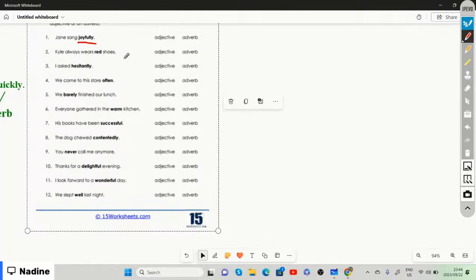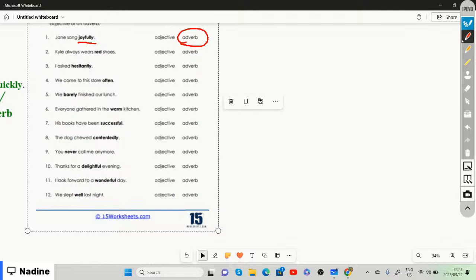So joyfully. Sang is a verb, right? So how did she sing? Joyfully, which means that joyfully is an adverb. It tells us about the verb, which is Jane sang joyfully.